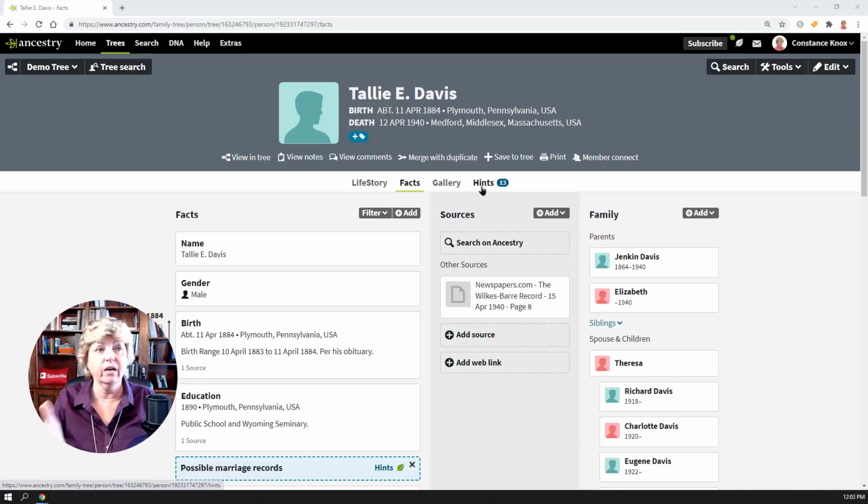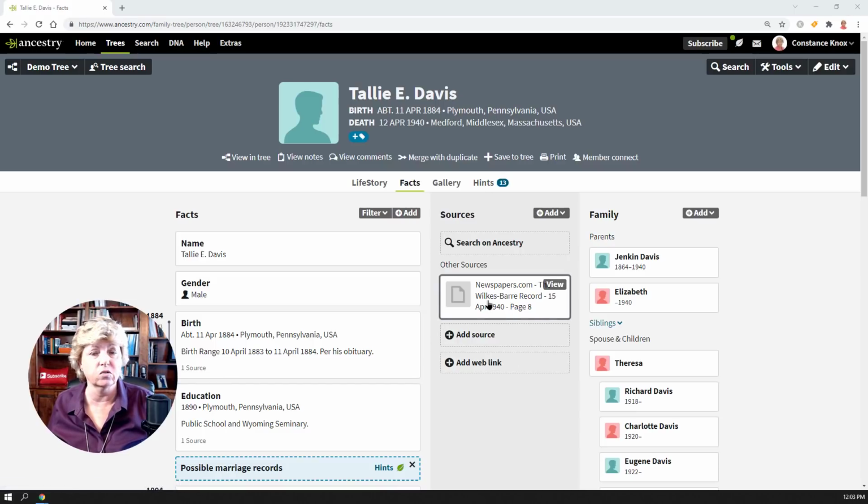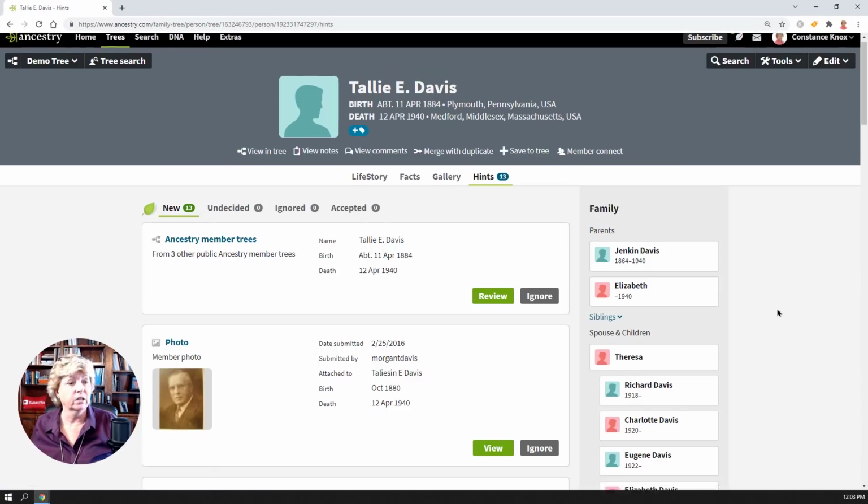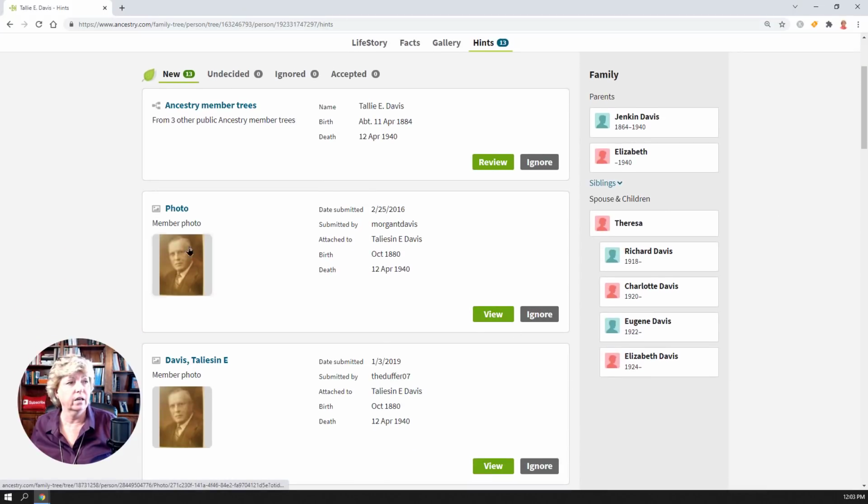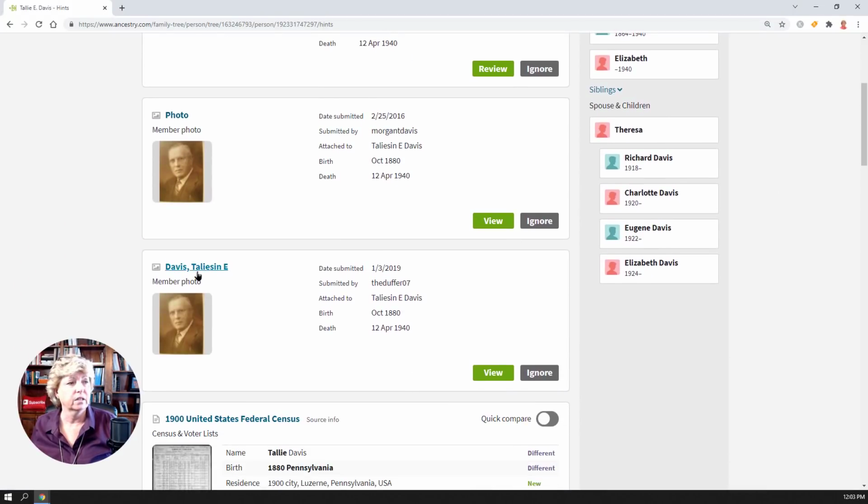Now I have not done any research. You can see here the sources is only this one obituary. So now let's go look at the hints. Well, looky there. There is a photograph. And it looks like, according to this, if this is his photograph, his name is Taliesin. No wonder he's called Tally, because Tally's traditionally a woman's name. But because the obituary referred to he and him, and he was married to a woman named Teresa, we know that he was male. So there's another fact for you.